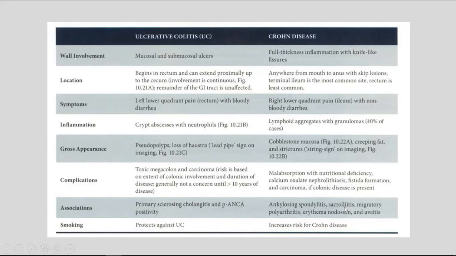Associations, so it's associated with all of these conditions. A lot of these conditions are common to both. So for example, something like uveitis or arthritis are actually common to both conditions. And lastly, smoking actually increases the risk for Crohn's disease, which is something that's very important, because it's actually protective against ulcerative colitis.